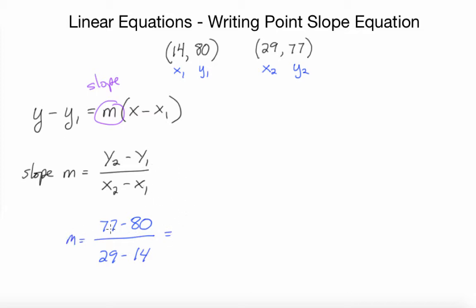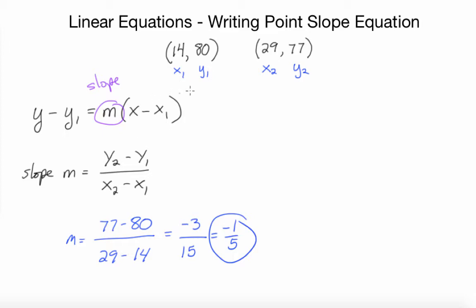If I simplify those down, 77 minus 80 is going to be negative 3. 29 minus 14 is going to be 15. I can simplify that fraction down into negative 1/5. So my slope is negative 1/5. If I go over 5 units for x, I decrease by 1 for my y values. It's a decreasing slope.